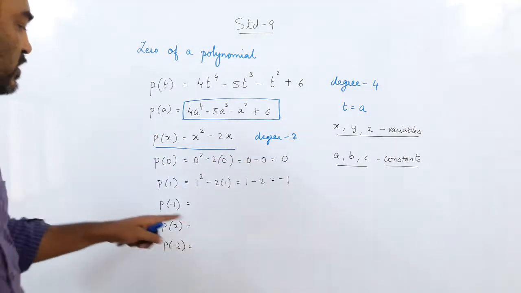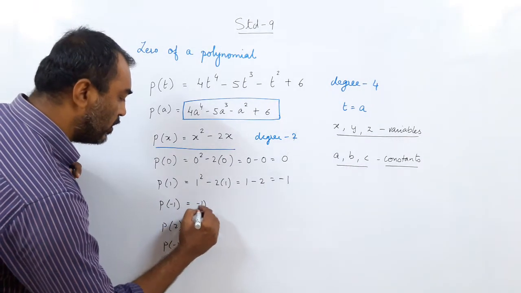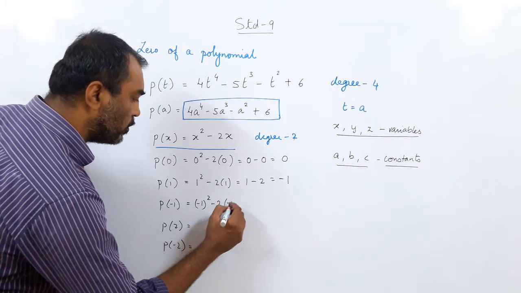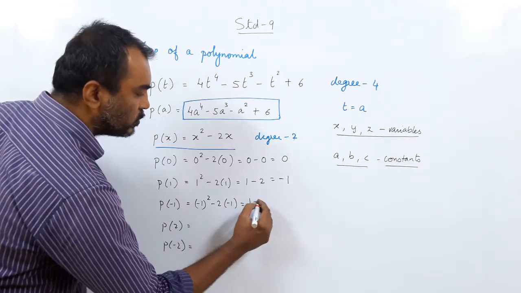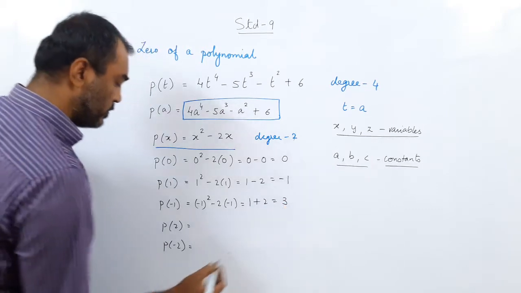So the value of the polynomial is changing. Now minus 1. Minus 1 whole square into 2 into minus 1. Minus 1 the whole square is 1. 1 into minus 2 is minus 2. So the value becomes 3.